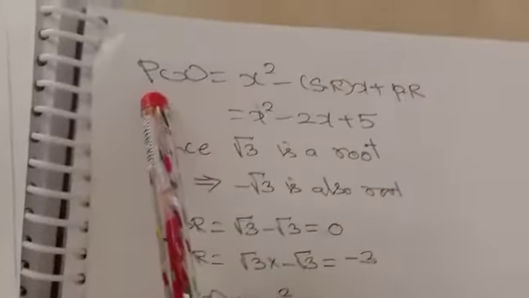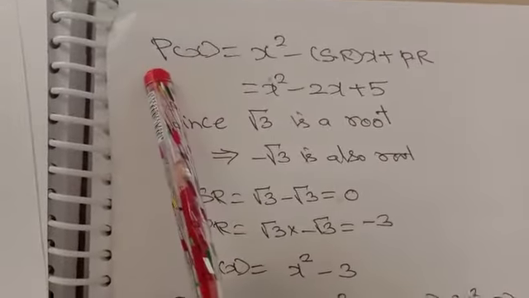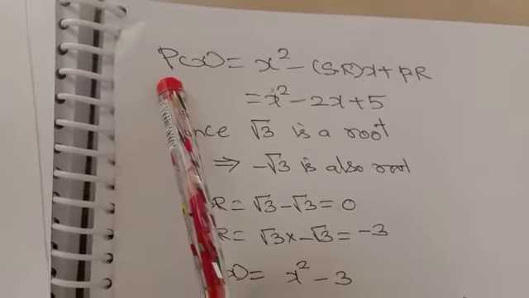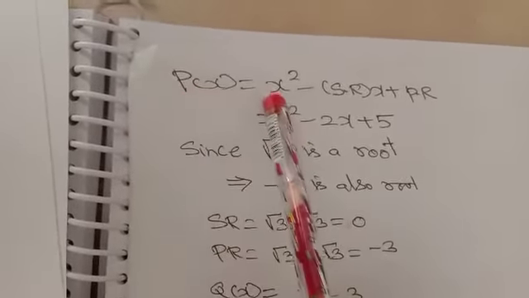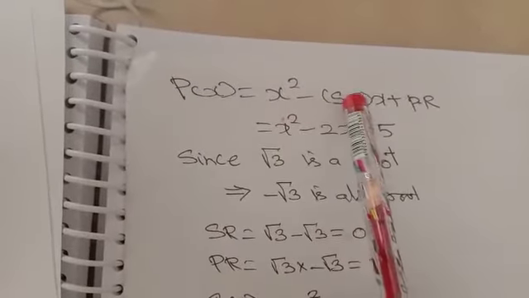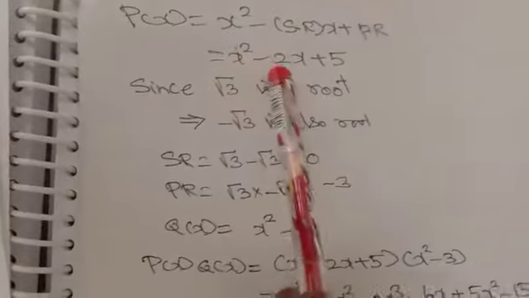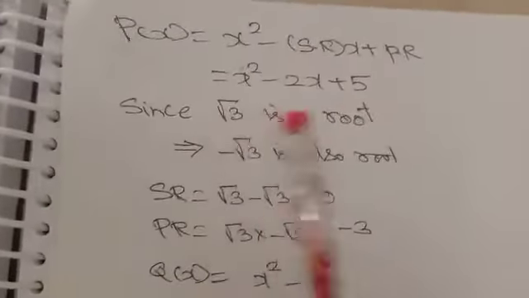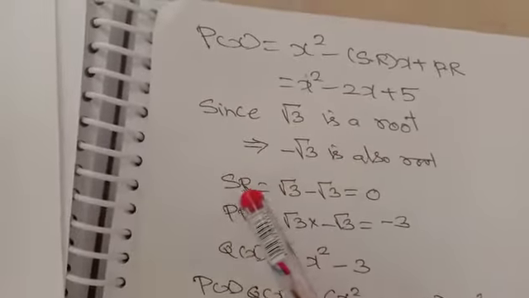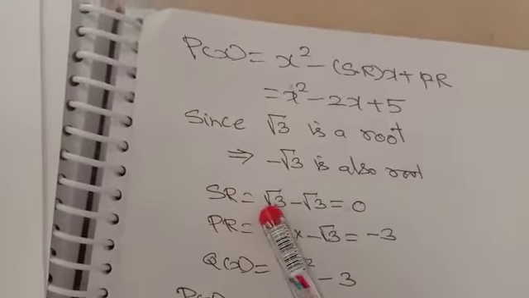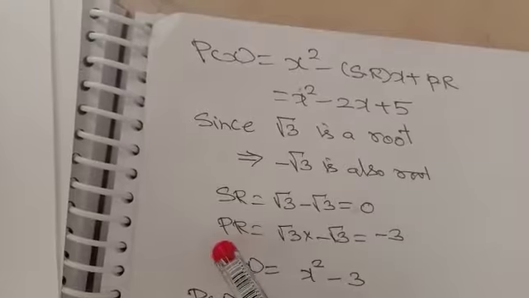Therefore now using the sum of the roots and product of the roots, what is the required quadratic expression? P of x is equal to x square minus sum of the roots into x plus product of the roots, that is x square minus 2x plus 5. Since root 3 is a root, automatically minus root 3 is also a root. So sum of the roots equal to root 3 minus root 3, 0. Product of the roots root 3 into minus root 3, minus 3.